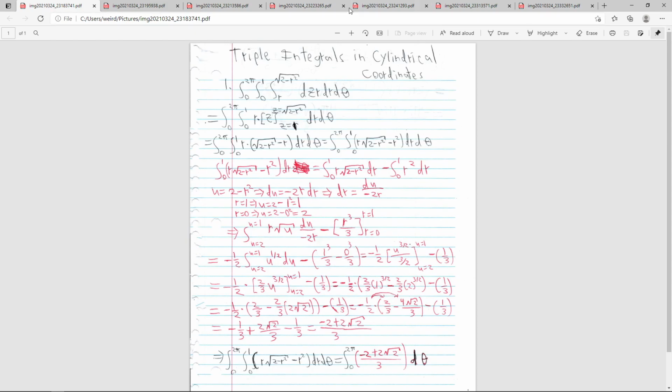And now we have to do some work to integrate, just to get it simplified. At least the last step won't be too long. This middle integral, u equals 2 minus r squared, u substitution. I split it up into two little integrals, so r squared dr is going to be easy to evaluate. That's just r cubed over 3, and then put in the limits.